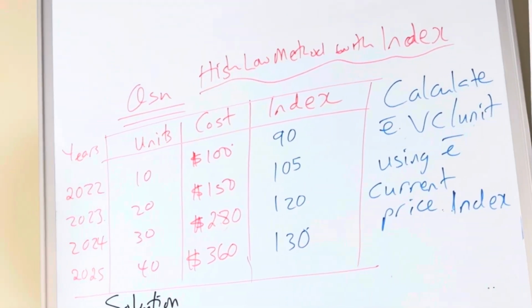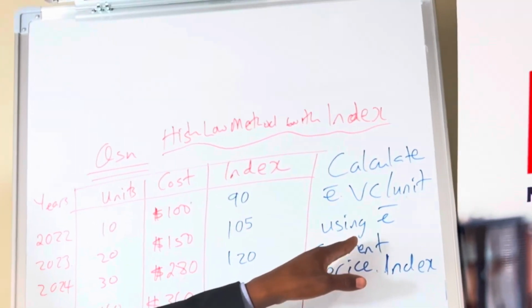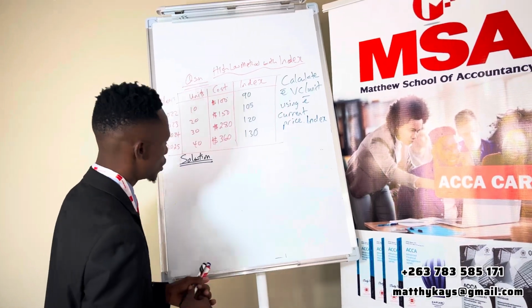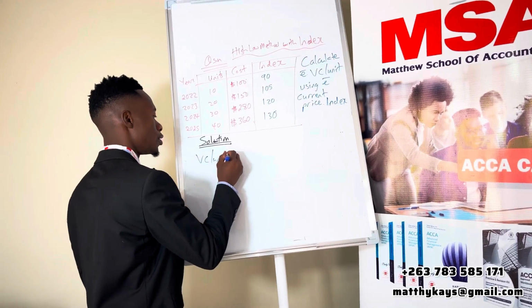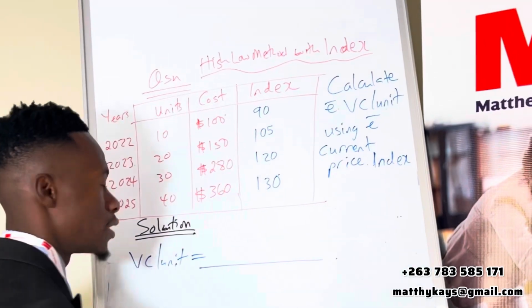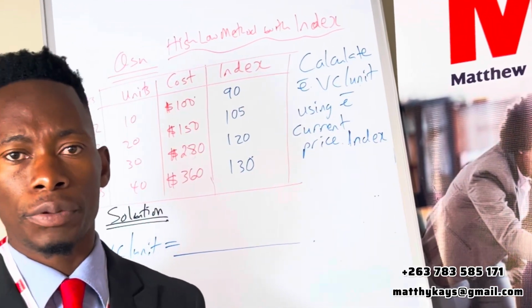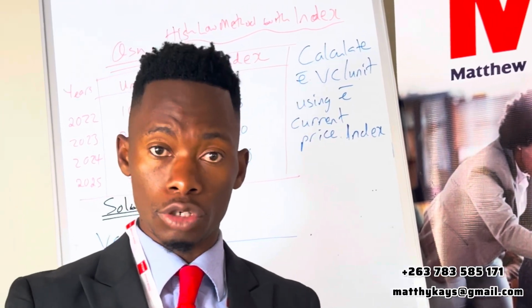whereby you will be asked to calculate the variable cost per unit. Then they will say using the current price index. And when you're answering this question in the exam, there will be multiple choice. Variable cost per unit is, obviously you all know the high-low method, where we compare the highest units versus the lowest units, and that will be your denominator.